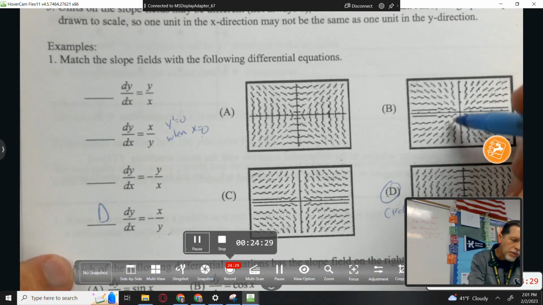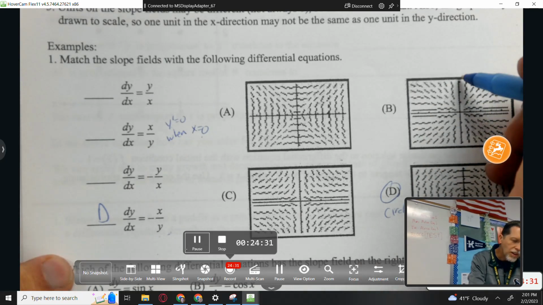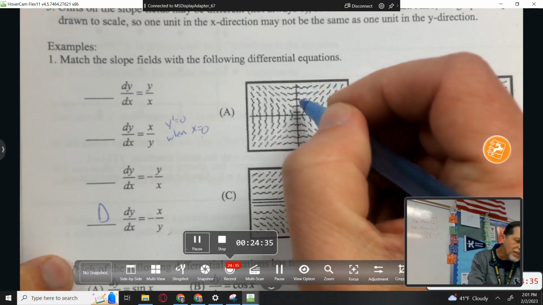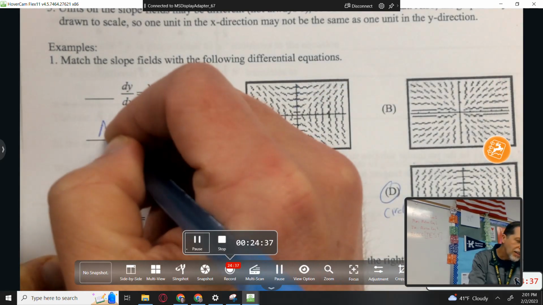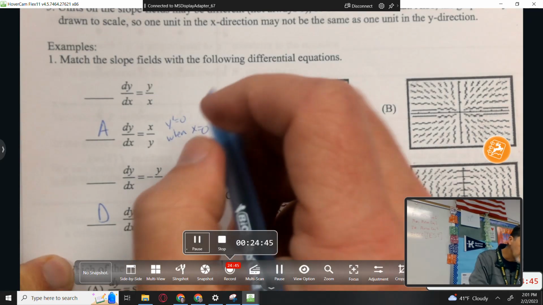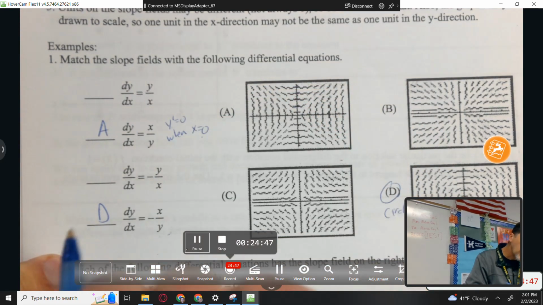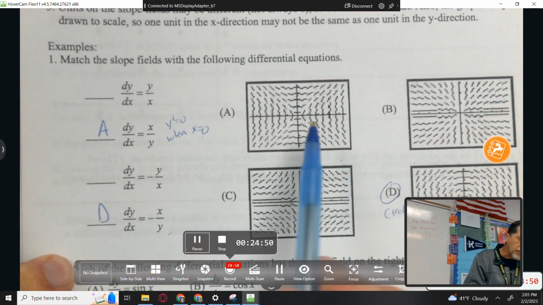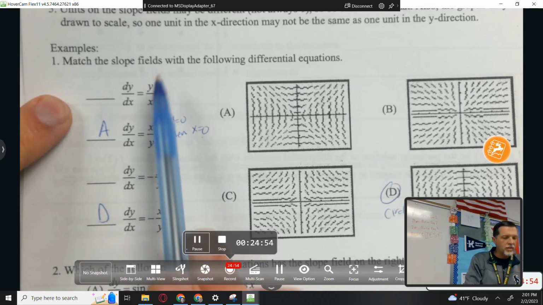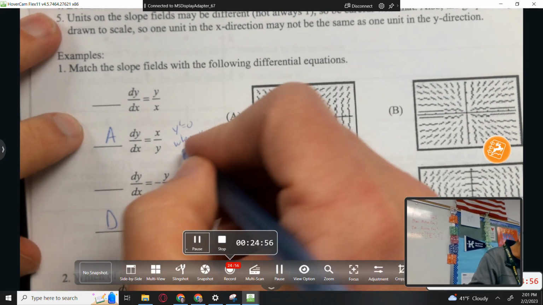B, those look like they're getting steeper. A looks like it has little lines going across there. So I think it's A. We could check a point. Let's be careful because I'm looking at the other ones. If I check 1, 1, that's going to give me the same slope as this other one. So let's check 1, 2, or maybe 1, 3.